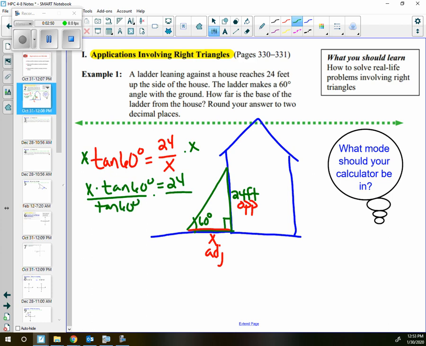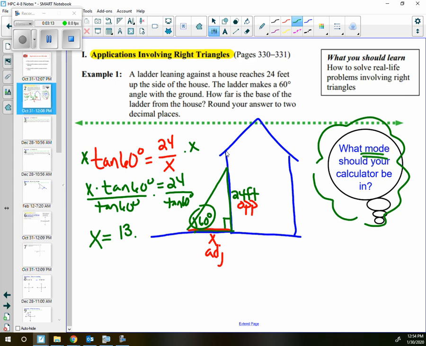Now, if you remember what the tangent of 60 is, root 3. You can type that in a little bit faster. Otherwise, you're going to do that on your calculator. And let's just be clear here. Look at your little thought bubble over here. What mode should your calculator be in? Well, we have a degree measure, so make sure you're in degrees. So just be careful when you do that calculation. So it looks like, to me, I'm getting about 13.86. It says round your answer to 2 decimal places, so 13.86, and that would be in feet.